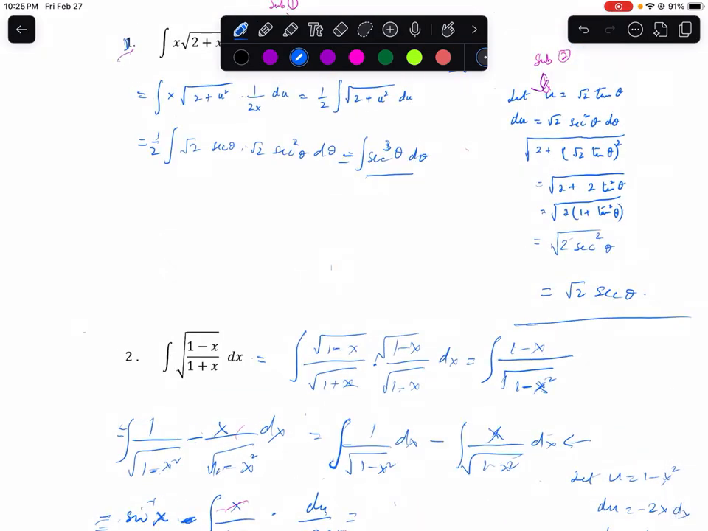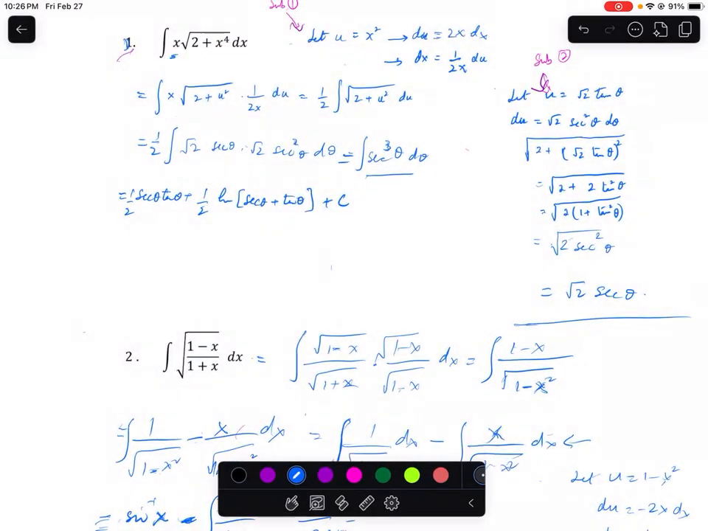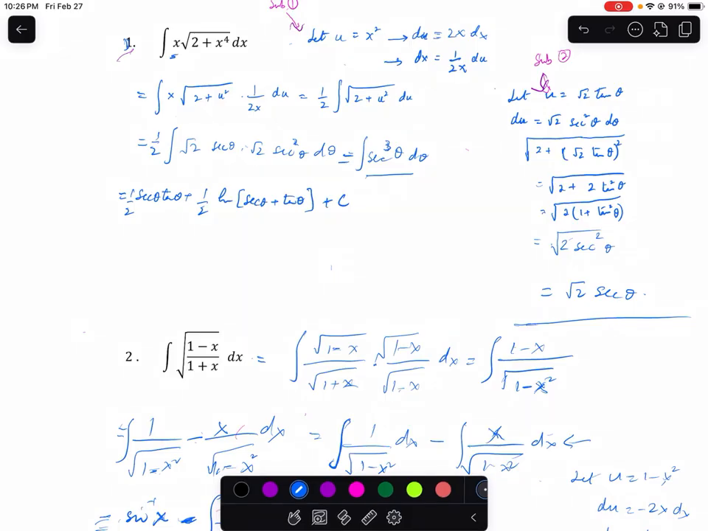So now we have this is equal to 1/2 secant theta tangent theta plus 1/2 ln of secant theta plus tangent theta plus c. Now here we have to go back and convert it to x. I think that's where we started. So first we go back in steps. Remember we did the substitution in 2 steps. We had to do 2 substitutions. So now we will have to go back 2 steps.